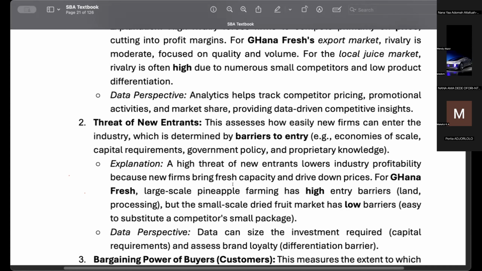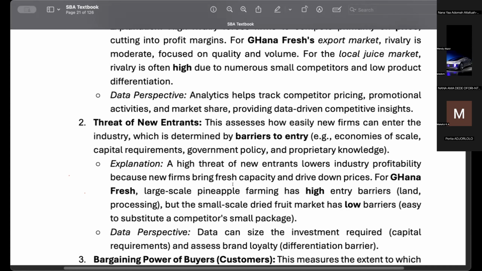Now, when you come to companies that have got resources like Ghana Fresh, if they enter into the small-scale dry food market, there are low barriers, so they will not spend much. They will just allocate a little bit of money to do advertisement, and then they may take over the place, because the cost of entry is very low and the cost of operations may be quite low for them, and they will find it very easy to take dominance in that industry too.